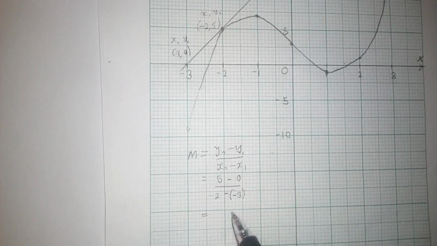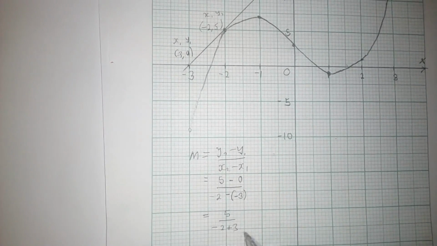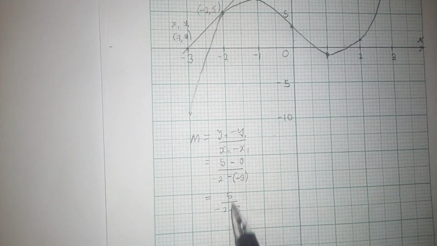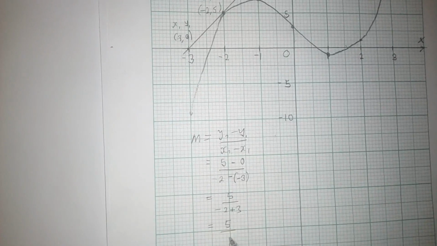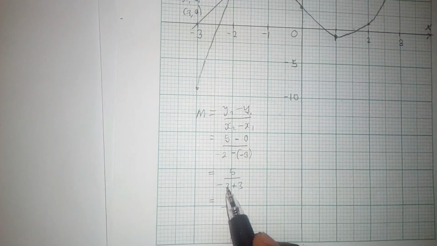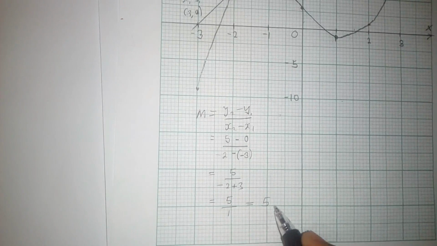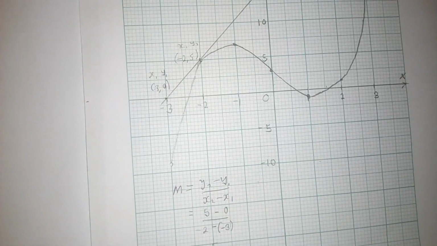So now we can solve. Here we have this, down here we have this. Negative by negative, it will be positive. And then this, it will be over 1 here. When we say -2 plus 3, it's 1. So our gradient is equal to 5 at this point, at x is equal to -2.